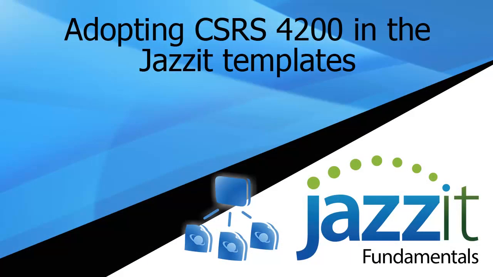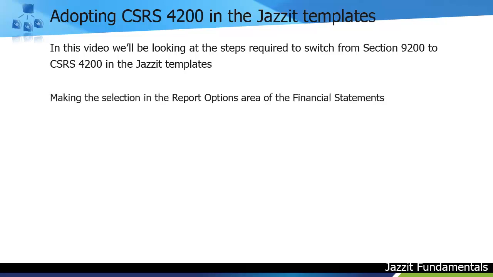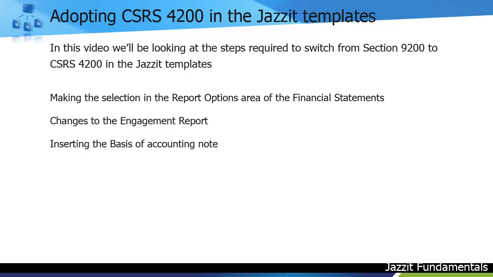Adopting CSRS 4200 in the Jazzit templates. In this video, we'll be looking at the steps required to switch from Section 9200 to CSRS 4200 in the Jazzit templates. This very briefly involves the following steps: making the selection in the report options area of the financial statements, the changes to the engagement report, inserting the basis of accounting note, and the changes to the engagement letter.